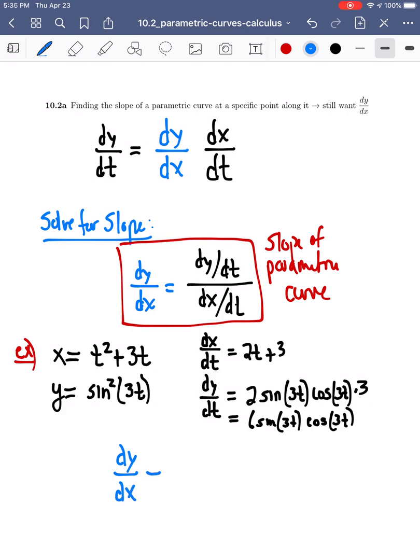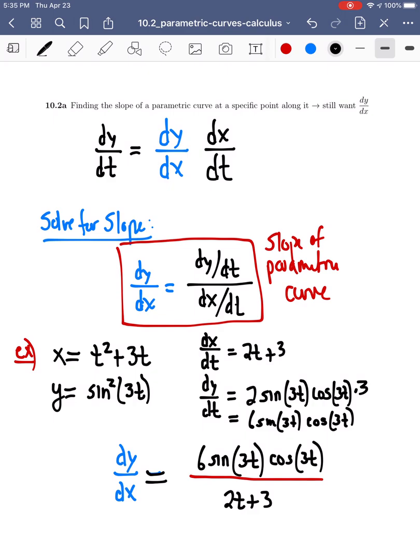dy dx, well, that's just going to be equal to what we found for dy dt, which was 6 sine of 3t, cosine of 3t, and we divide it by the derivative for x, dx dt, which we found to be 2t plus 3. And that gives us the slope along any point of that curve.